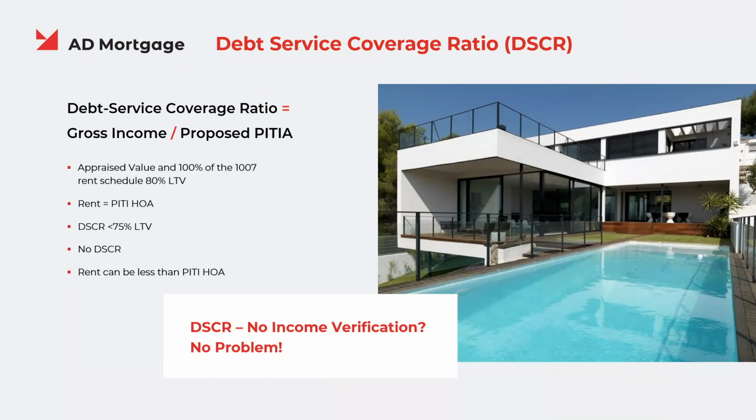And Greg was asking, you still need no income verification, even if the DSCR is less than 1? No income, no employment, no employer. Everything's going strictly off the appraisal and the 1007 rent schedule.